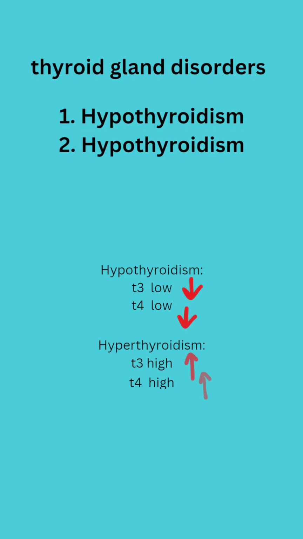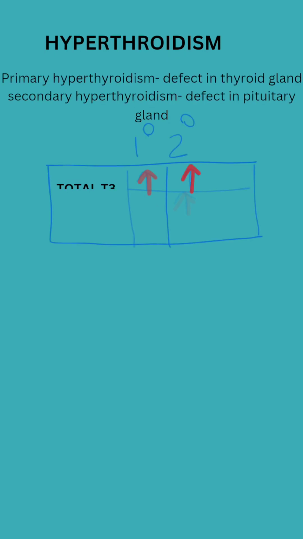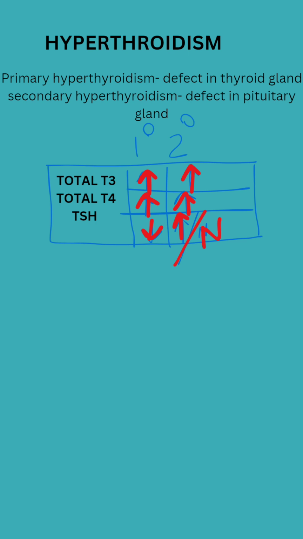So we know thyroid has two types of disorders, that is hypothyroidism or hyperthyroidism. In hypothyroidism, we will be having low amount of T3, T4, whereas in hyperthyroidism, the level of T4 and T3 hormone will be more than normal. Let's discuss first about the hyperthyroidism. We know hyperthyroidism is of two types based on the cause. It can be primary hyperthyroidism when the defect is in the thyroid gland itself, and it can be secondary hyperthyroidism when the problem is related to the pituitary gland.